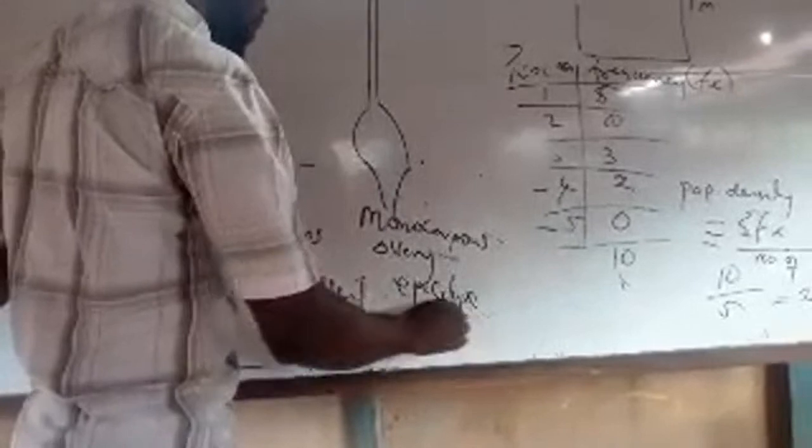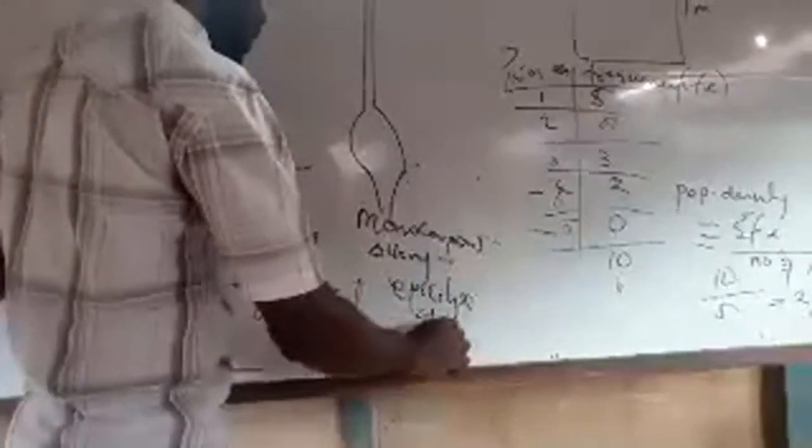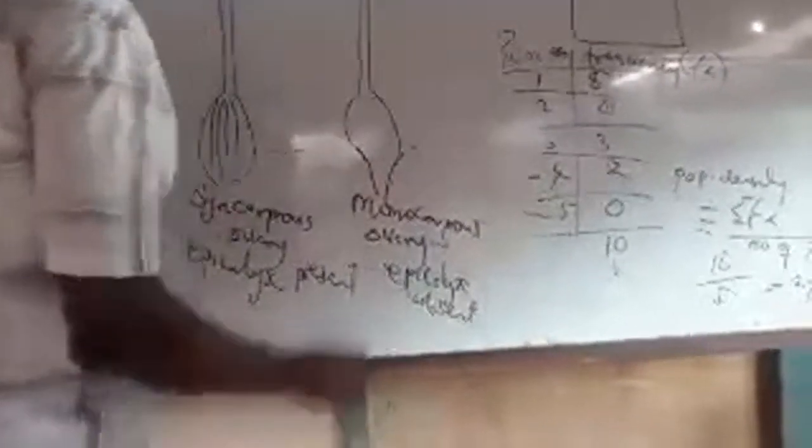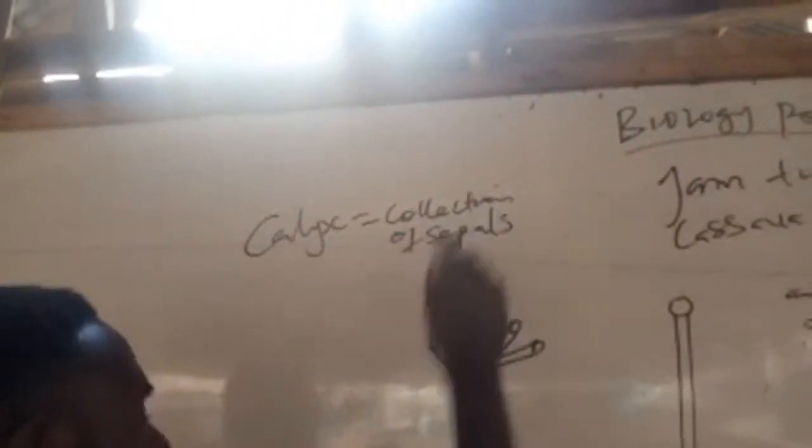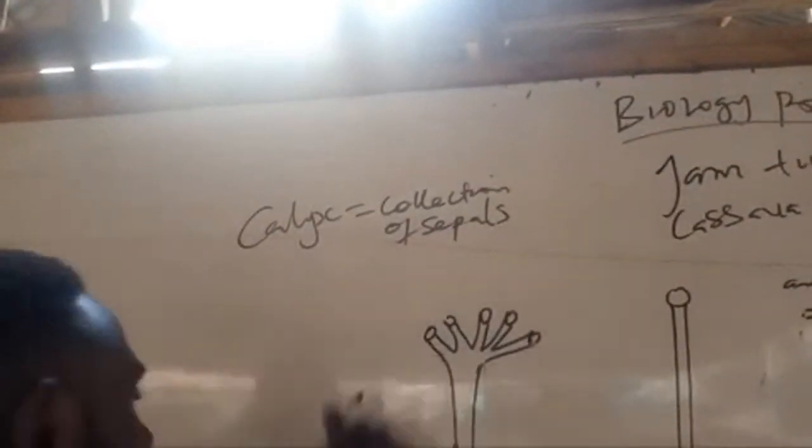Epicalyx is absent. And epicalyx is what should be on top of calyx. You know, calyx means collection of sepals. Then what is on top of the calyx is what we call epicalyx.